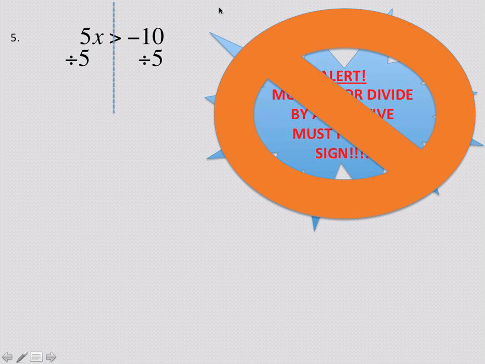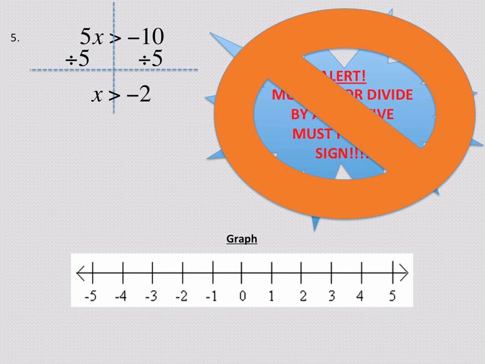Just because there's a negative number in the problem doesn't mean I divided by that number. I divided by a positive 5. Okay? So I don't flip the sign. So x is just greater than negative 2. So the rule only applies when you divide or multiply by a negative number. So there's an open circle on negative 2. I want the numbers that are bigger than negative 2, which would look like that.